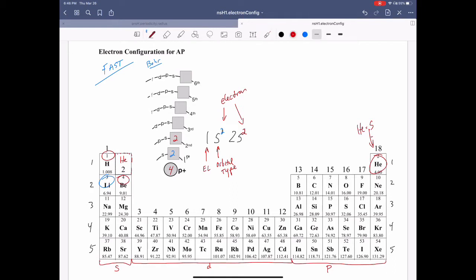Notice, of course, as we progress across the periodic table, there's nothing in the D area at this point, so as we move to boron, we notice that we are now in the P block, and so we would have to write a P orbital. We're still in the second energy level, and we would have 1 electron. If we continue, 2 electrons would be in the S orbital, 1 in the P, for a total of 3 electrons in the second energy level.